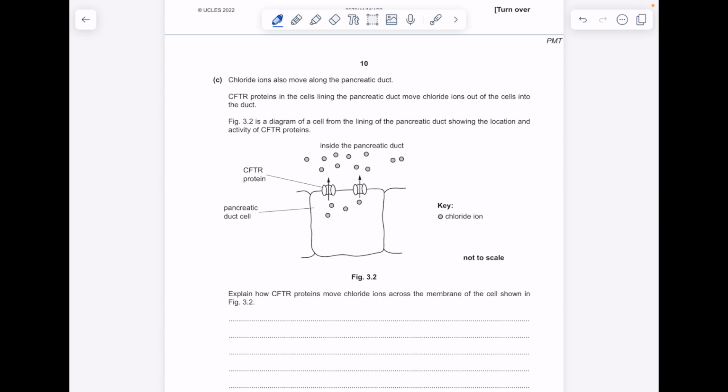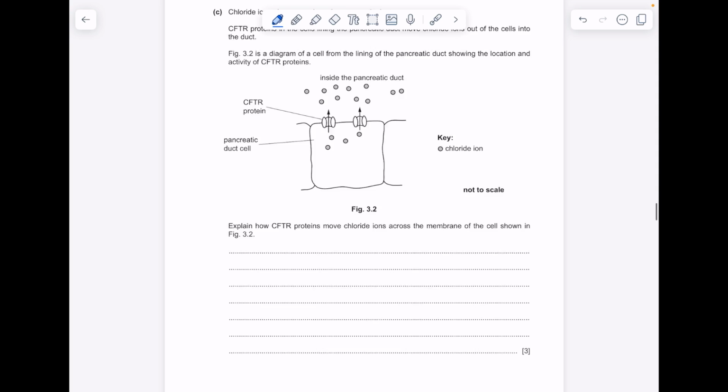Chloride ions also move along the pancreatic duct. CFTR proteins in cells lining the pancreatic duct move chloride ions out of the cells into the duct. Figure 3.2 is a diagram of a cell from the lining of the pancreatic duct showing the location and activity of CFTR proteins. These are chloride ions. Look, they're moving from an area of low concentration to high concentration. I feel like this question may be about active transport. Explain how CFTR proteins move chloride ions across the membrane. Perfect.